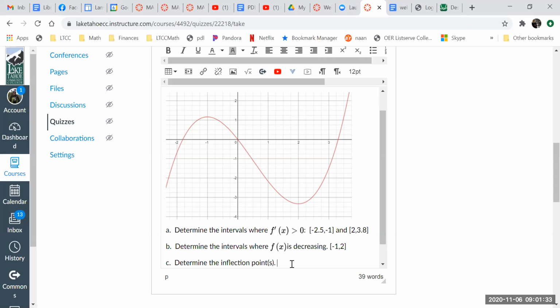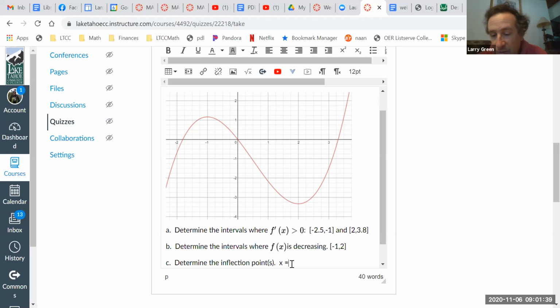What can you tell me? Around 0.5. Yeah, it looks like about 0.5. So I'm going to try x equals 0.5. Okay. If you said 0.6 or 0.4, that's fine. But if you said 2, that's not okay. Any questions on this?